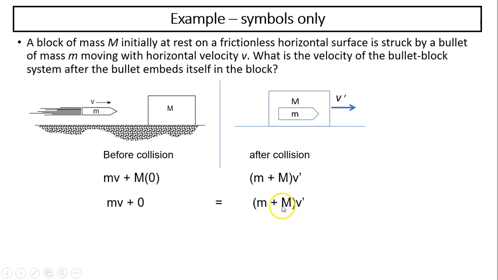Obviously, the two are the same. P before equals P after, that's the law of conservation of momentum. So we simply solve for v prime. To solve for v prime, you have to divide both sides by the term big M plus little m. So the answer is little m v divided by big M plus little m, that equals v prime.